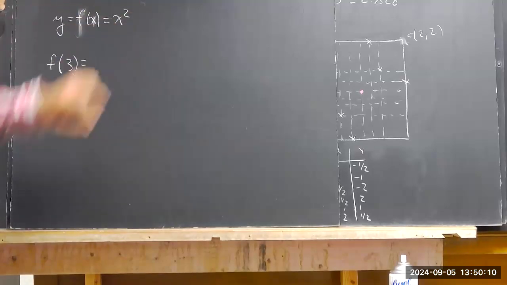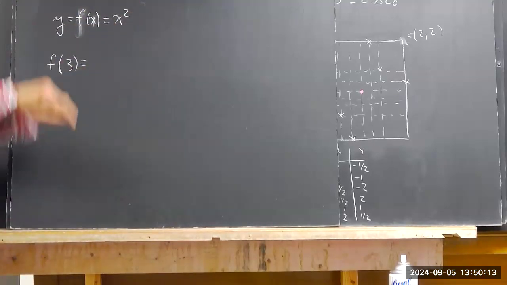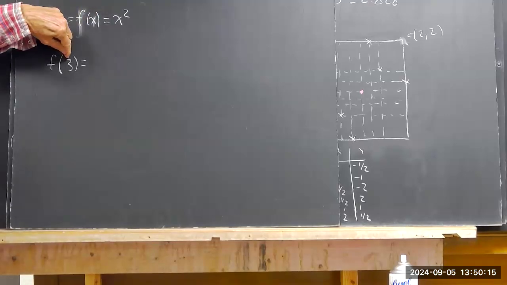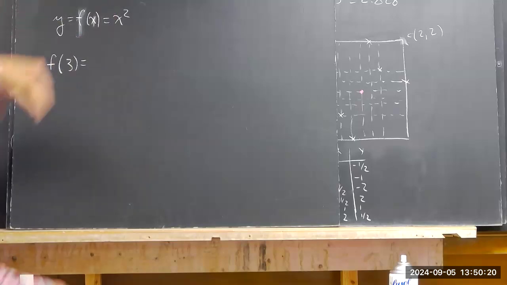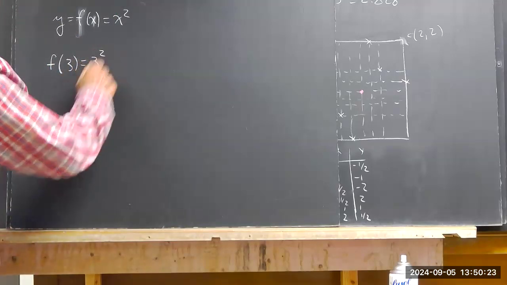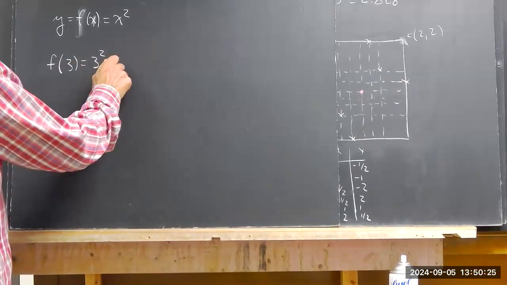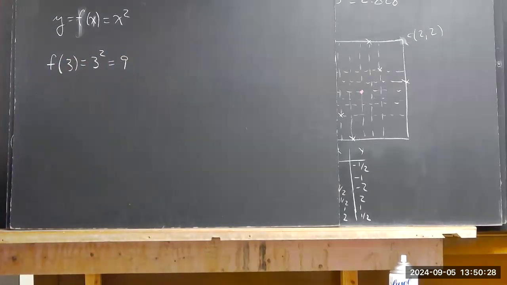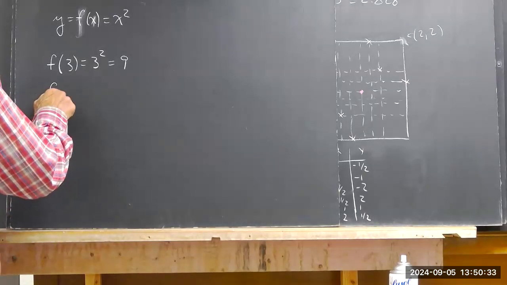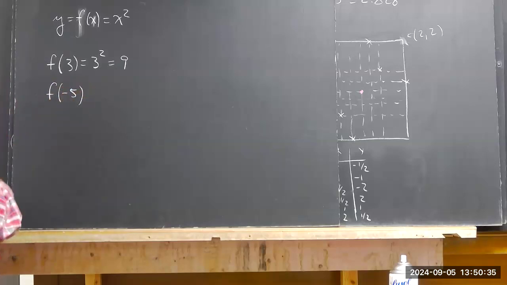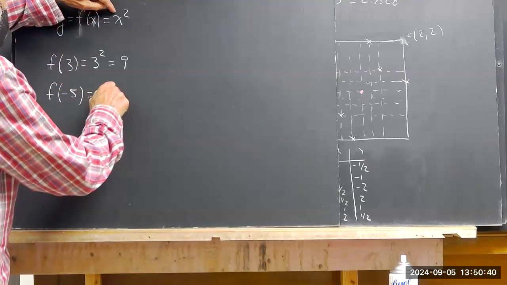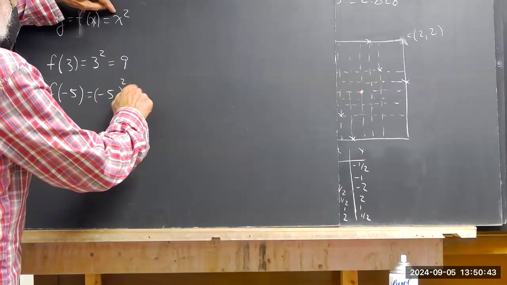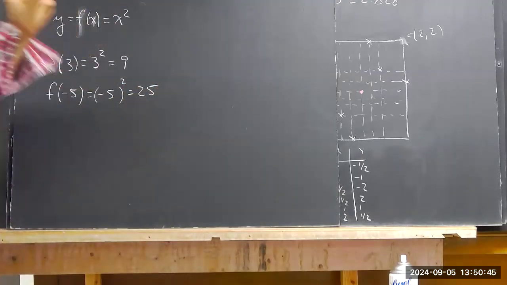Well, F of x is x squared, right? X has been replaced by 3. If you replace x by 3, then you better replace this x by 3. And this tells you what it is, 3 squared, and that's 9. Okay? Make sense? What's F of -5? Well, now x is -5, so you write -5 wherever you see x. And you calculate it, right?